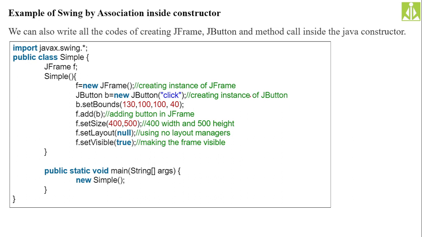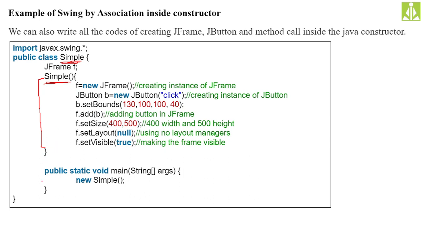So the same code I have done inside my constructor. Simple is my class name, and inside that constructor I kept the entire code: creating the button object, creating the frame object, adding properties to the button object, adding properties to the frame object, and finally adding the button object to the frame object. Everything I have done inside the simple constructor.